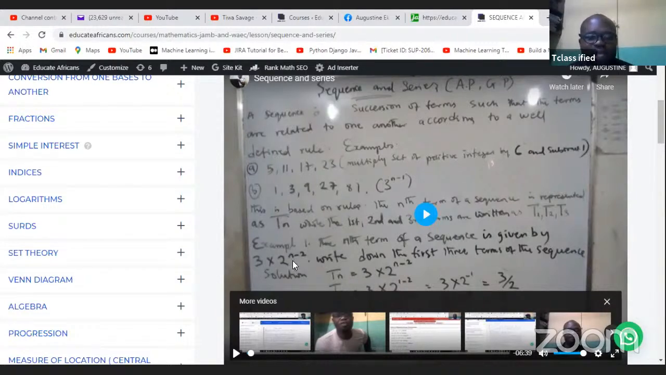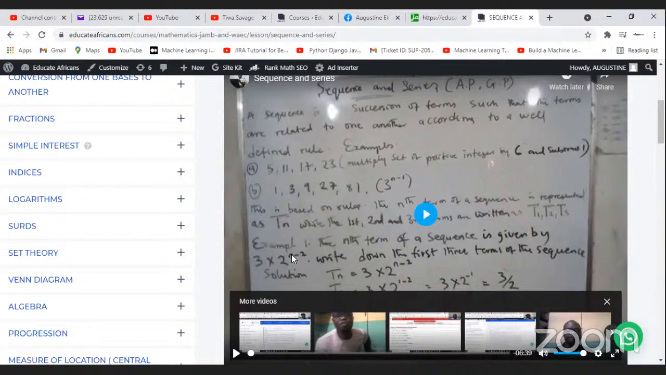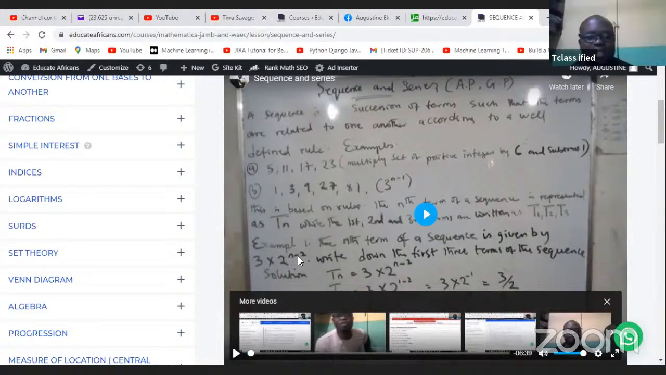So if we put 1 here, it becomes 1 minus 2. And 1 minus 2 is minus 1. And 2 to the power minus 1 is the same thing as saying 1 over 2. So we have 3 over 2. That's why this is the case here.